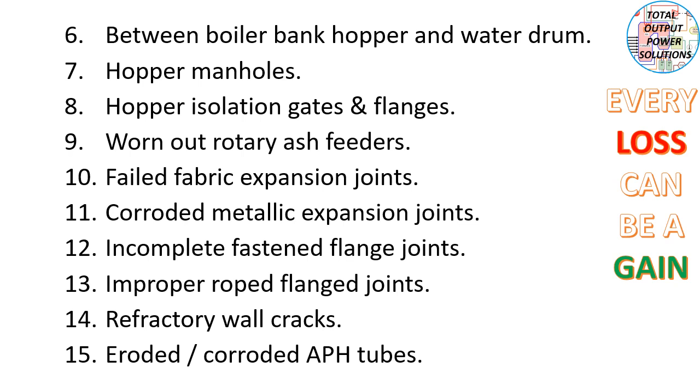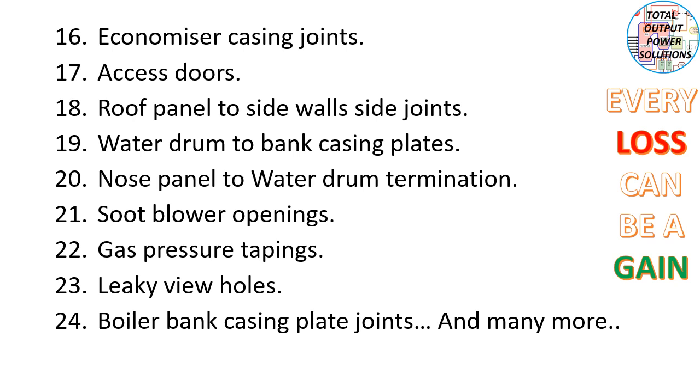Then hopper manholes, hopper isolation gates and flanges, worn out rotary ash feeders, failed fabric expansion joints, corroded metallic expansion joints, incompletely fastened flange joints, improperly roped flange joints, refractory wall cracks, then eroded or corroded air preheater tubes, economizer casing joints, access doors, roof panel to side wall joints, water drum to bank casing plates, nose panel to water drum termination, soot blower openings, gas pressure tappings, leaky view holes, boiler bank casing plate joints, and many more locations can be there, but these are the identified locations.